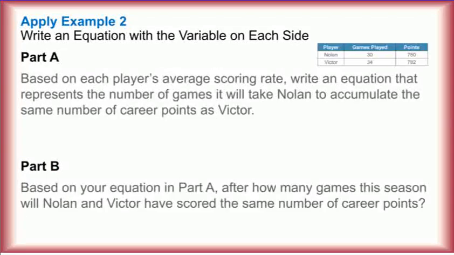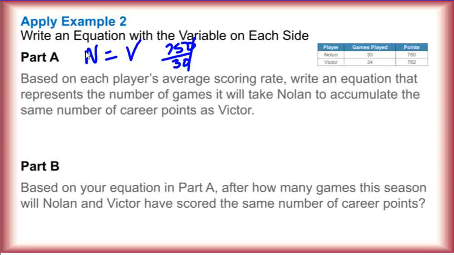So how are we going to do this? It says part A, based on each player's average scoring rate. So we need to first find their scoring rate. It says write an equation that represents the number of games it will take Nolan to accumulate the same number of career points as Victor. So in the end, I want N to equal V, Nolan to equal Victor. The first thing we need to do is find each of their average points per game. So for Nolan I take 750 and I divide by 30.